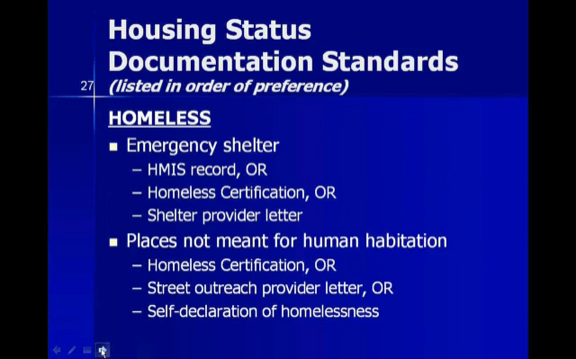And then later I'll talk about persons who are at risk of homelessness, those who are applying for homelessness prevention assistance, who have a housing status of something other than being literally homeless. And I'll talk about these per each of the eligible categories that Karen talked through earlier in our presentation. And within each of these statuses, for the first one being emergency shelter, these are listed in order of preference.